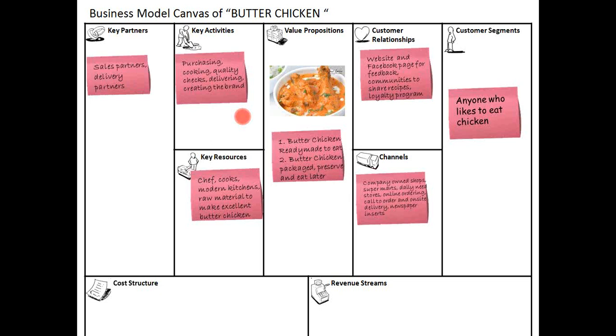Partners, I could look at sales partners, I could look at delivery partners. Okay. So here I have put down delivering, and here I'm saying delivery partners. So maybe some part of the delivery I might want to keep to myself, some part of it I might want to give to delivery partners. Again, sales partners are people who will help me sell the product. It could also be people who are helping me with things like creating my website. It could be people who are helping me create the brand. So these could be the typical partners that I have.